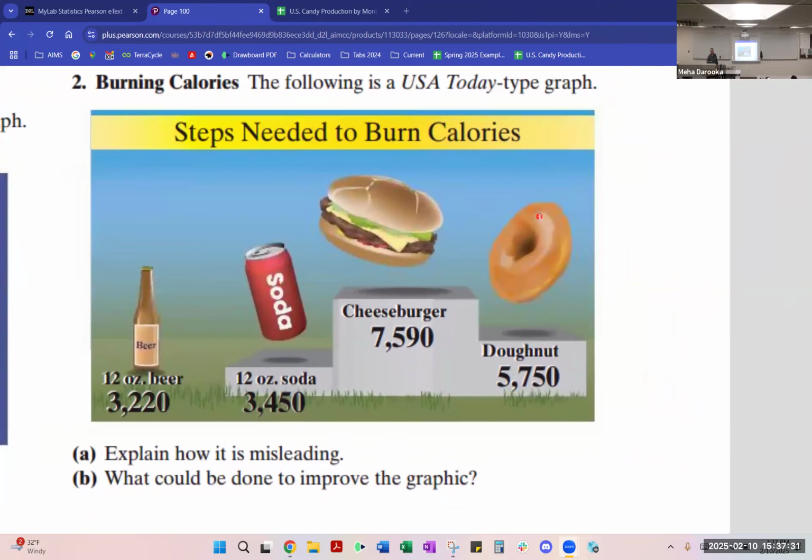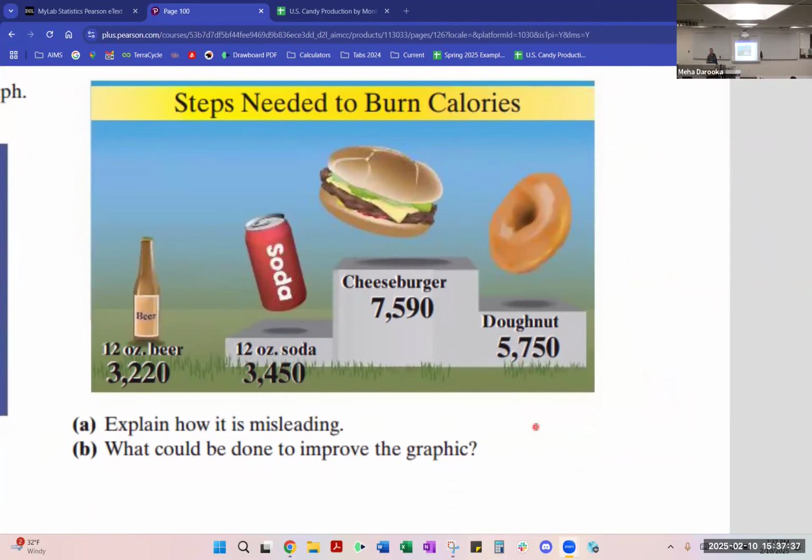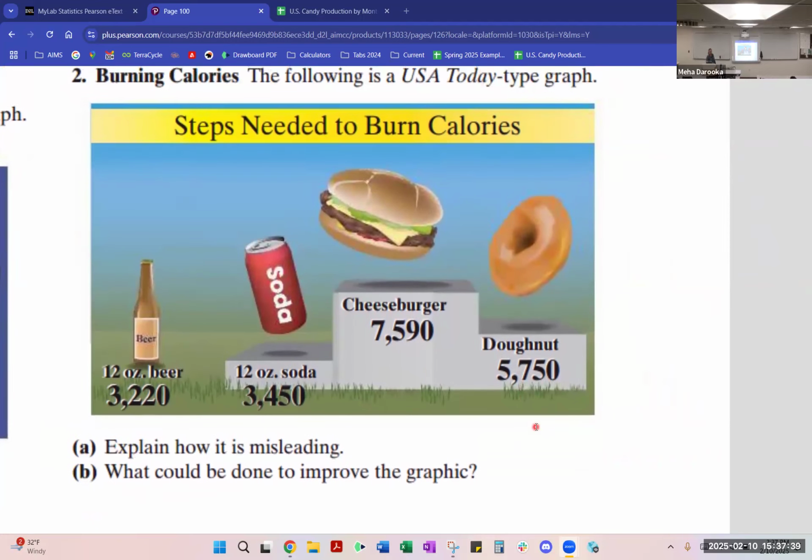Alrighty, again, another one of these USA Today type graphs. Explain how it is misleading and what could be done to improve the graph. So it looks like steps needed to burn calories is what we're looking at. For a 12-ounce beer, it's 3,220. For a can of 12-ounce soda, it's 3,450. Cheeseburger is 7,590, and a donut is 5,750.